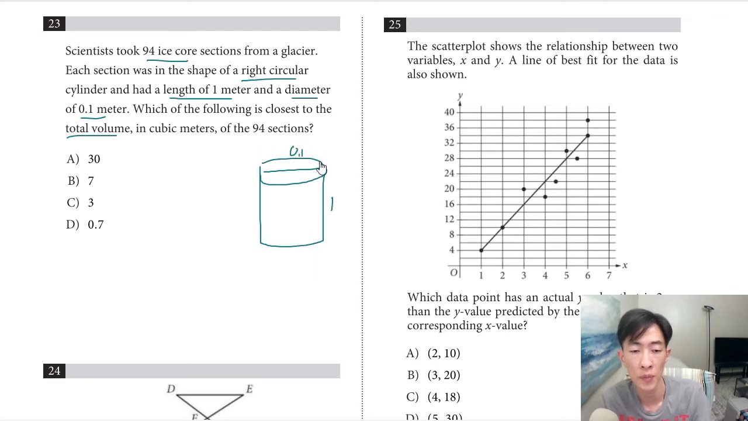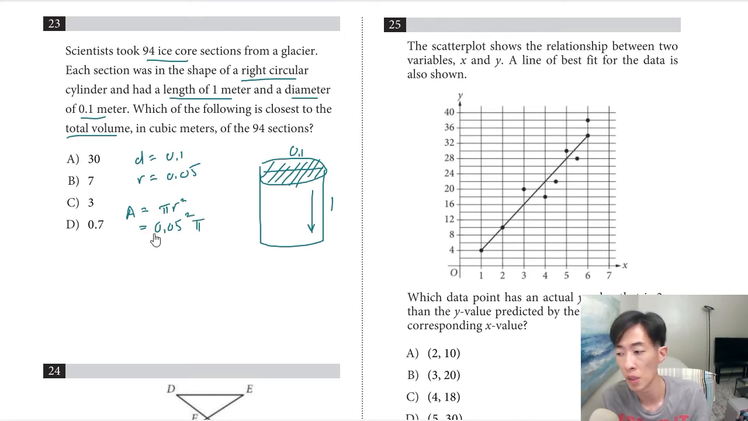The length is 1. You should have memorized that the volume of a cylinder is, like I always say, the area of the circle multiplied by the length, because you're kind of bringing it into the third dimension. Let's first figure out the area, then we can figure out the volume, and then we'll multiply it by 94 because we have 94 of these things. Given that the diameter is 0.1, that means the radius is going to be half of that, which is 0.05. The area of the circle is pi r squared, so 0.05 squared times pi.